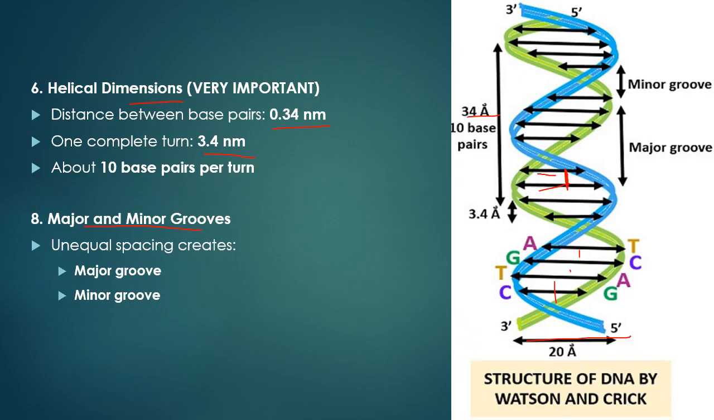This is the minor groove, the small space over here, and this is the major groove. This large curve over here is the major groove. Again, this smaller spacing over here will be the minor groove, and this will be the major groove. So we can divide it into major as well as minor grooves.